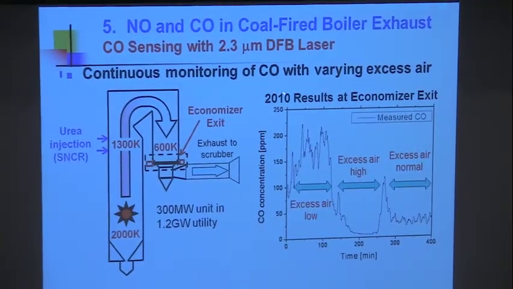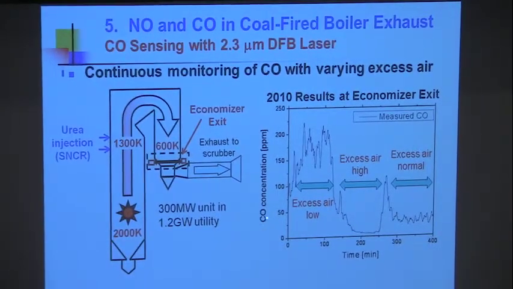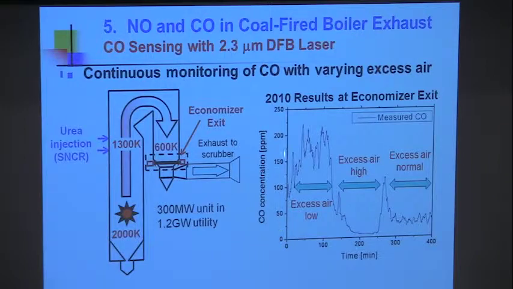So she measured, this is 2010, the economizer exit, CO versus time, parts per million. One of the things they'd like, and this is now when they operate with a low amount of excess air. If they have a lot of excess air, what happens is that drives down the CO, makes it CO2. They could get down here to, well, we measured, 5 parts per million. I don't know whether it's real or not.